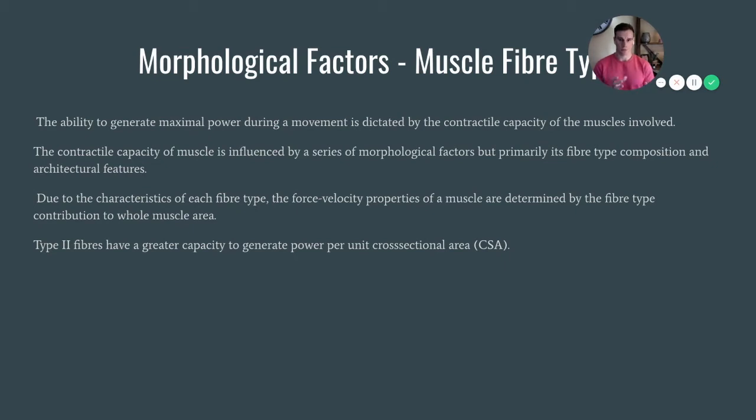So when we're talking about muscle fiber types, the power that you can produce during a movement is dictated by the contractile capacity of the muscles involved. The contractile capacity is influenced primarily by muscle fiber type composition and then architectural features within the muscle, which we'll talk about in a second. Force velocity properties of a muscle are determined by the fiber type contribution to the whole muscle area, and type 2 fibers have a greater capacity to generate power per unit of cross-sectional area.